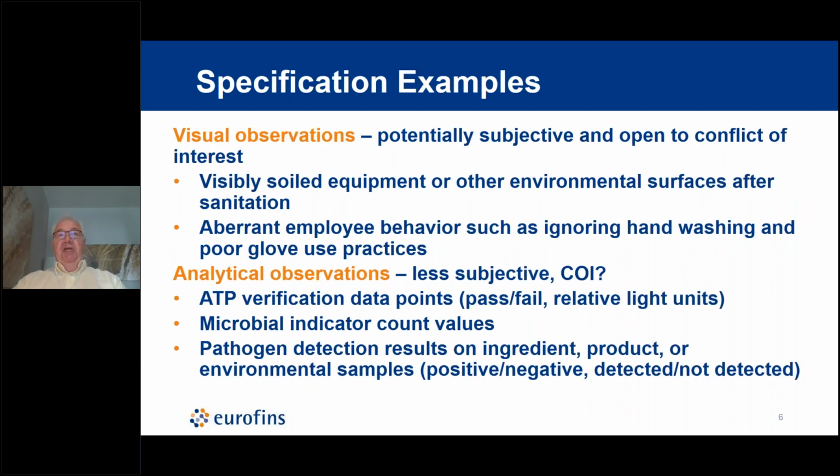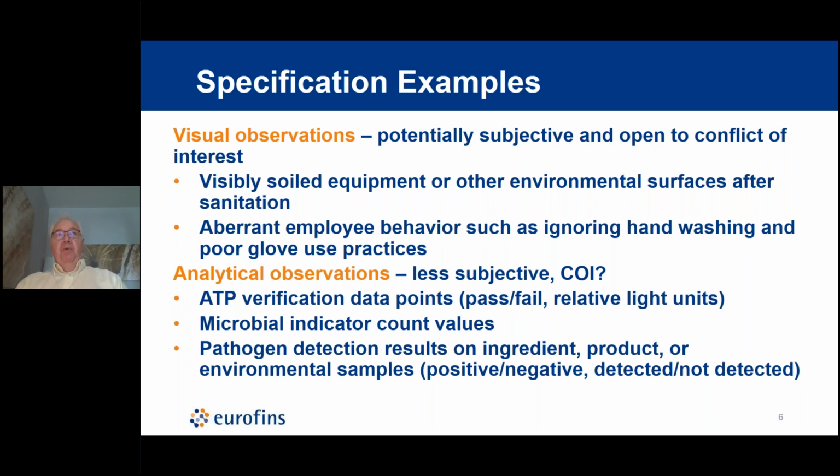So I want to give you some specification examples just so that you know that there is a lot of this data you should be collecting on a regular basis. So visual observations. Keep in mind that this is potentially subjective. If we put 10 people in a room and we ask, is this surface clean or dirty? We might get half of the people in the room say, yes, it's visually clean. The other half, if they see a speck of soil on that surface, might pronounce it as dirty.